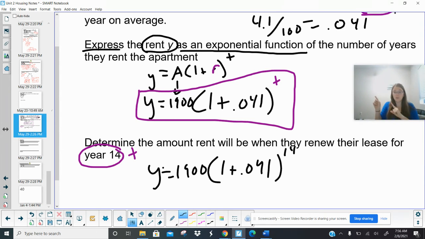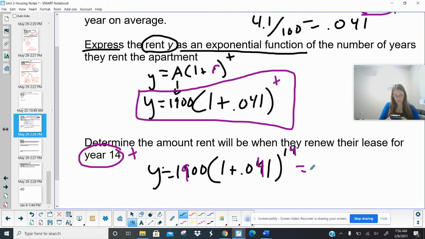So take a moment, go to Desmos. I want you to plug this whole thing in here. That's a 9. This is a 4. And that's a 4 too. Plug this whole thing in. This is going to be an estimation of how much the apartment might cost after 14 years. Okay, let's see what we got here.